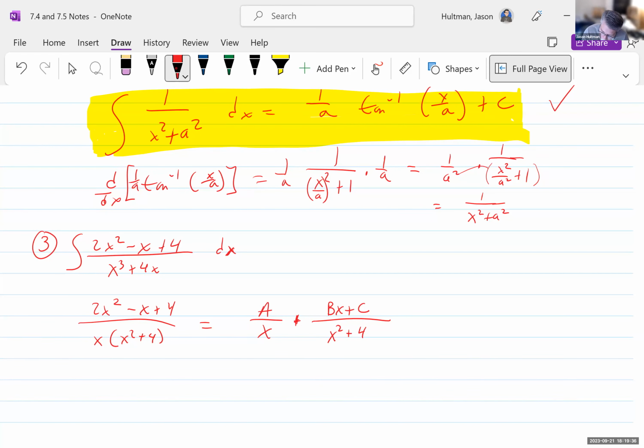Okay, so I'm going to put a little side note here that says the numerator is always 1 less degree in complexity than the denominator.